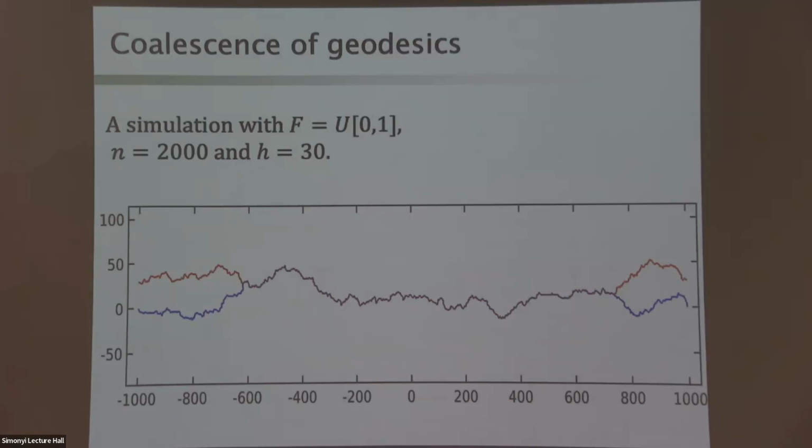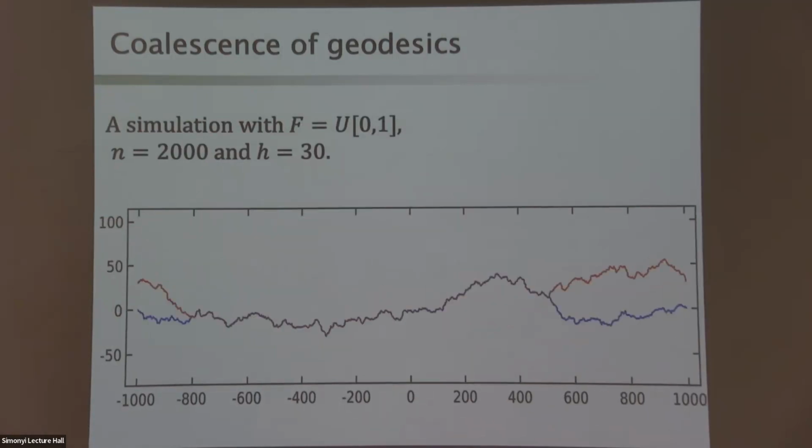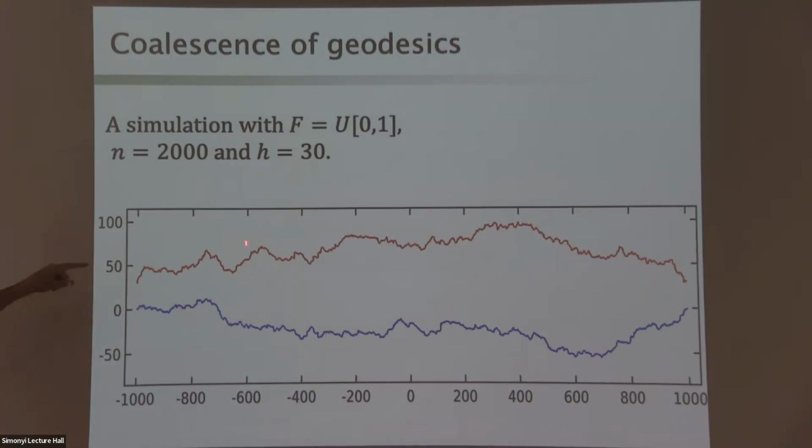Right, let me show you some simulations. I just sampled the weights in the computer and computed the shortest paths. So as you see, they coalesce. Yeah, here it didn't work because it's just high probability sometimes.